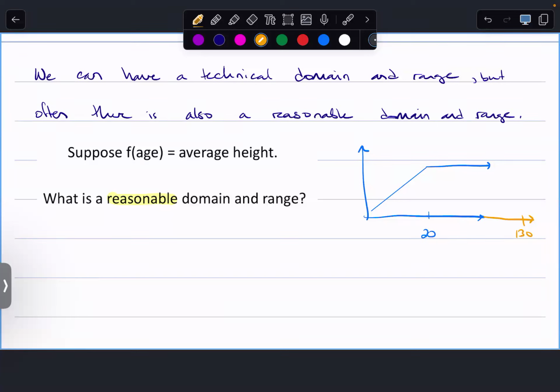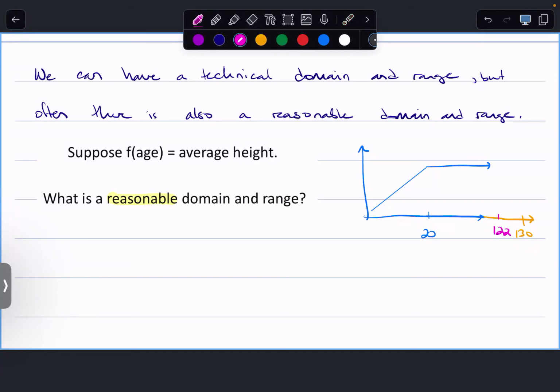We would be suspicious of anything after 130. I don't know how old the oldest person is. We need a Google in here. 122. So 130 is beyond that, but then we've captured the entire reasonable domain. I'll put it here, 122. So it was pretty good about the 130. We can live past that, but not much.